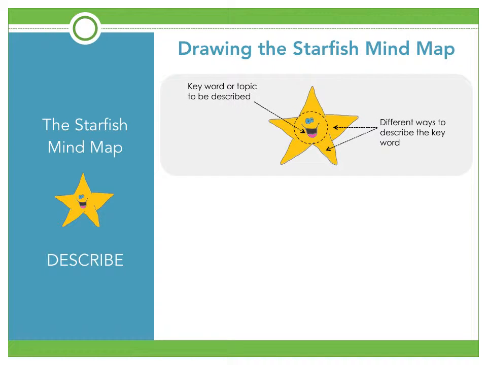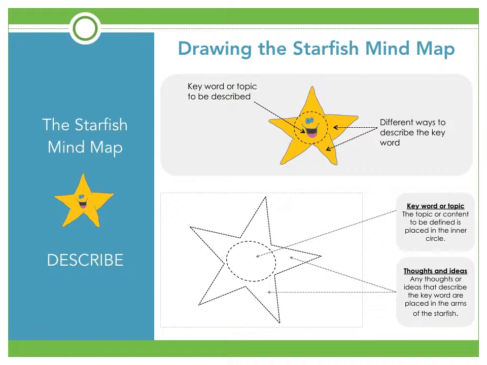You would draw a starfish, and in the middle you would put your keyword or topic, and this is what needs to be described. And the different characteristics would be placed in each of the arms of the starfish. What you see now is how the mind map will be drawn by the learners. And again, you can see that the keyword or topic is placed in the center, and each characteristic or description is placed in one of the arms of the starfish.